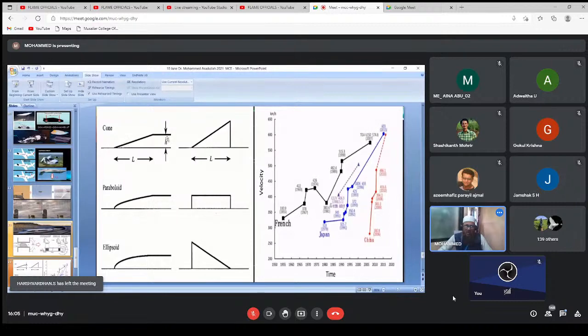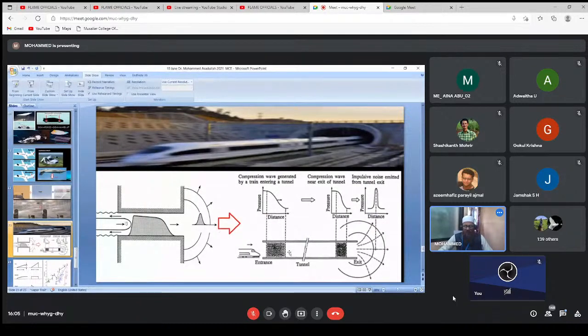You can have a cone, you can have a parabola, you can have an ellipse, you can have the hybrid of all these things combined together. You can have a very good aerodynamic shape. The problem arises in the tunnel. We have a tunnel, the train is coming in at the entrance. The tunnel is a narrow tunnel. When the train passes through the tunnel at a very high speed, 350 kilometers, 400 kilometers, where compressibility is already there, there is huge compression, as if a piston entering inside the bore of a cylinder.